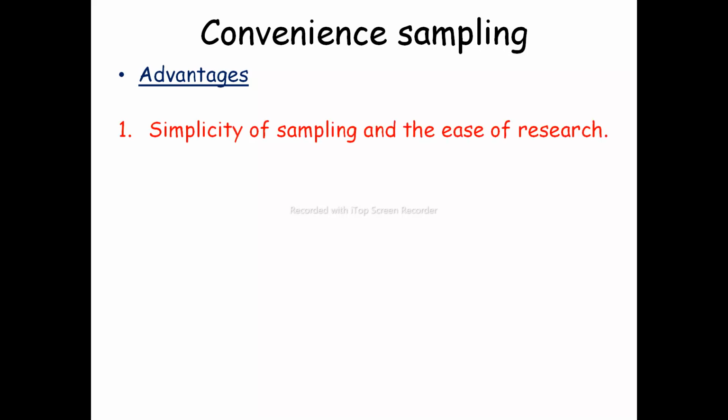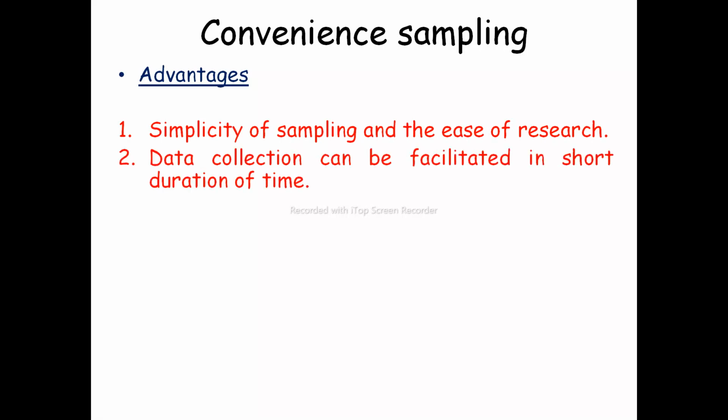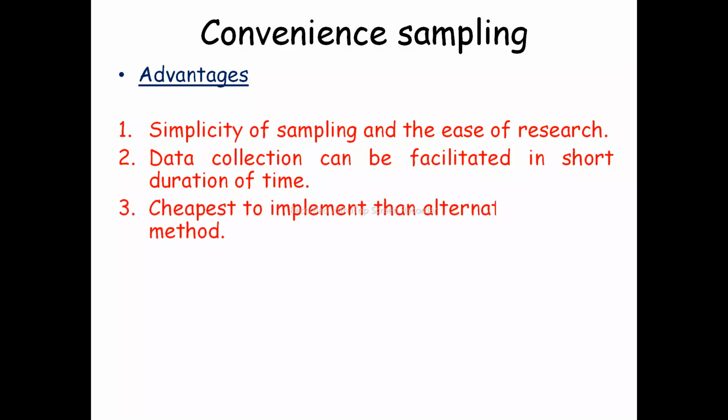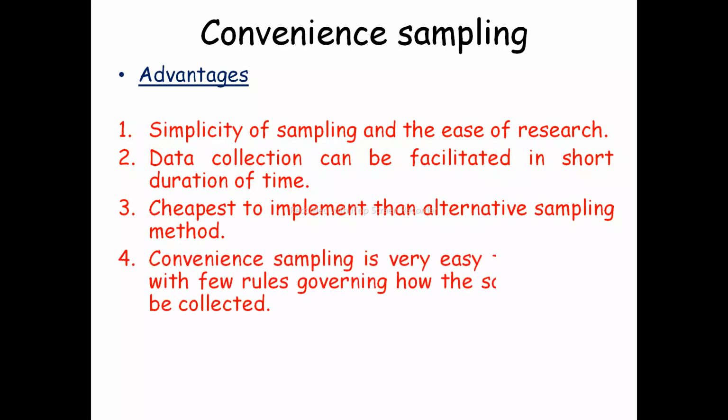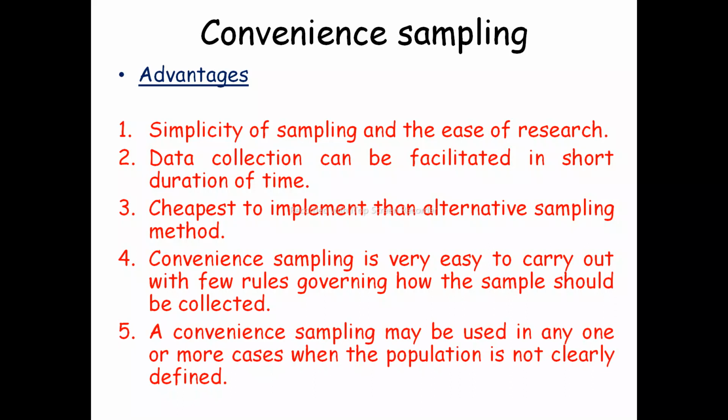Next, we shall check out a few of the advantages of convenience sampling. Simplicity of sampling and ease of research. Data collection can be facilitated in a short duration of time. It is the cheapest to implement compared to alternative sampling methods. Convenience sampling is very easy to carry out, with few rules governing how the sample should be collected. It may be used in any one or more cases when the population is not clearly defined.